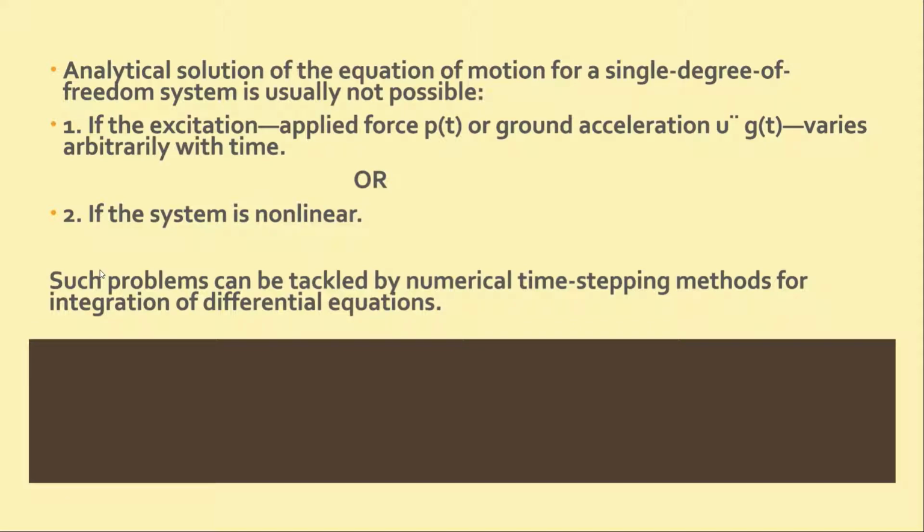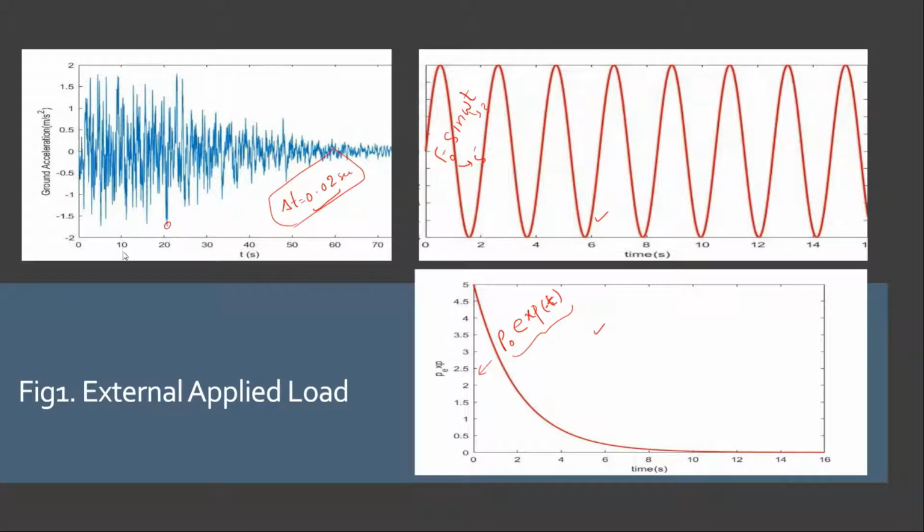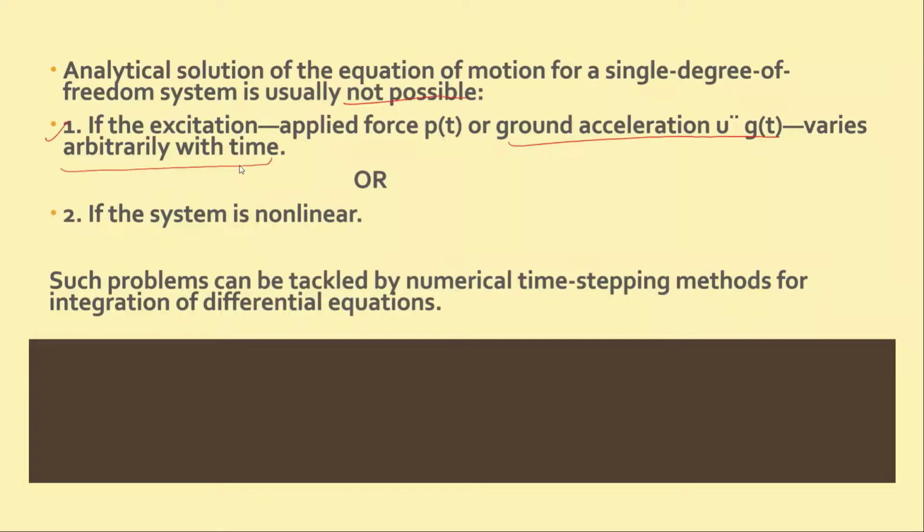Analytical solution of the equation of motion for a single degree of freedom system is usually not possible. It is not possible in two cases. The first case is if the excitation, applied force or ground acceleration varies arbitrarily with time. Sometimes a peak is here and another peak is there, whereas the earlier functions followed the equation very well. Here it is very random and arbitrary. So when the applied force or ground acceleration varies arbitrarily with time, the analytical solution is not possible.